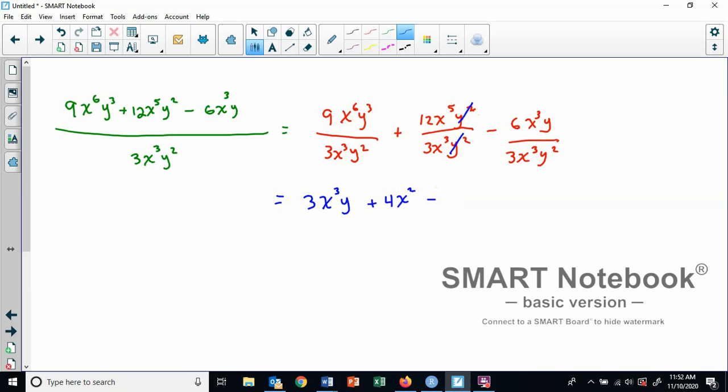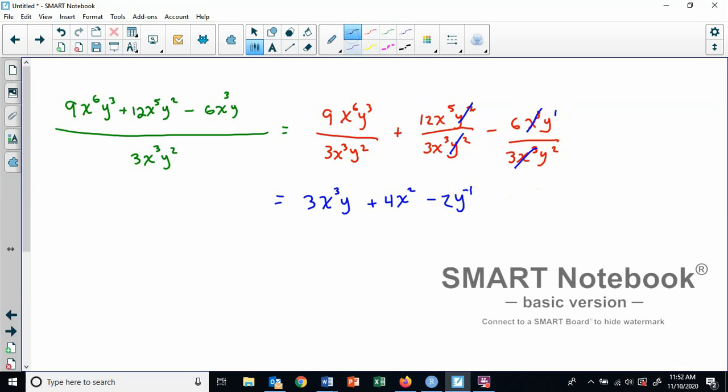And this last term is where they love to try to trick people on the test. 6 divided by 3 is 2, right? X to the 3rd over x to the 3rd, they're gone. Y over y squared. Remember, this is understood to be a 1. So y to the 1 minus 2. This would be y to the negative 1.